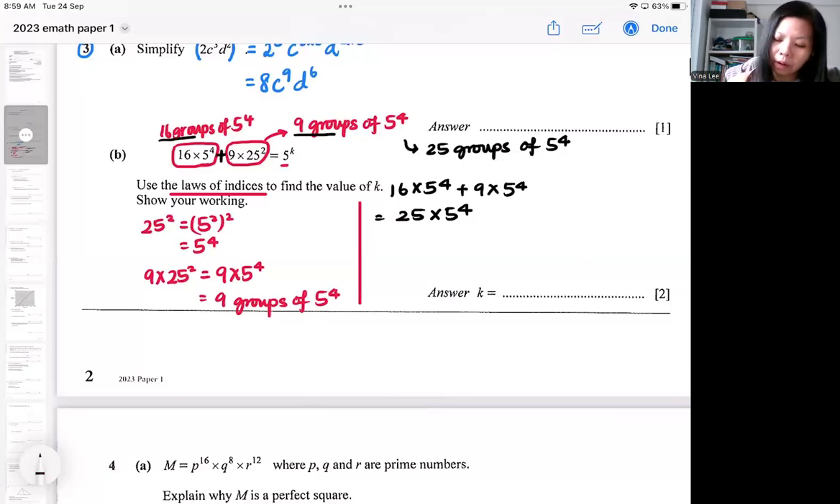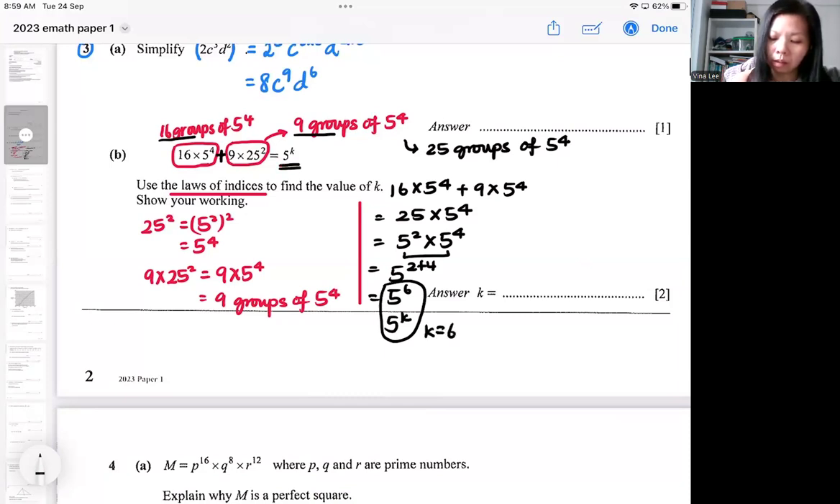Once you get 25 groups, you realize that 25 is 5 squared. Change it so that you can do a same base multiplication. So you get 5 power 6. If you compare this, that means K is equal to 6. That is the meaning of using your law of indices. If you are doing it with the law of indices, you see in groups.